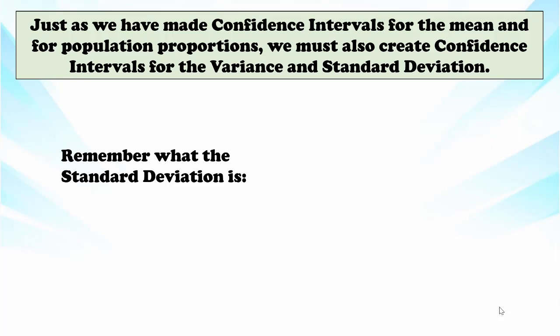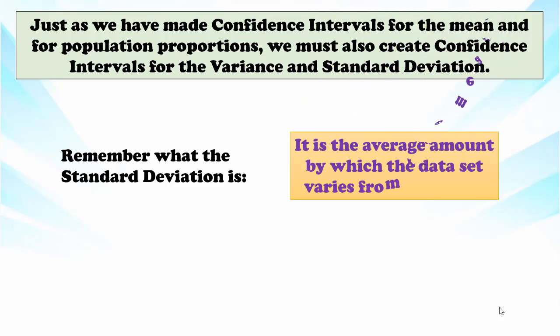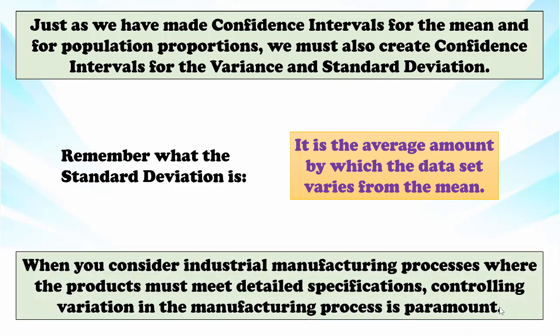So what is the standard deviation? Well, the standard deviation is the average amount by which the data set varies from the mean. Being able to control the amount by which the data set varies from the mean is important, especially in certain industrial applications where you're machining things like ball bearings or fittings that have to be a very precise size and specification. In that type of manufacturing process, we need to control the amount of variation.